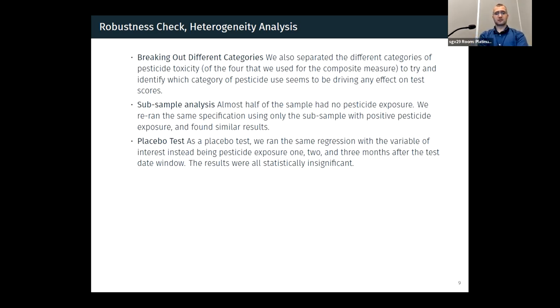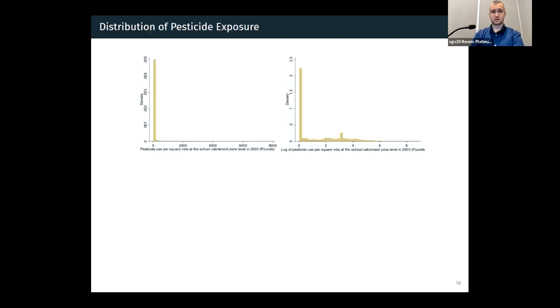We also conduct a subsample analysis where we only look at areas which actually have positive pesticide application. Remember that our control group are areas that have no pesticide application, which are basically urban and suburban areas in California. And we conducted a placebo test where we used pesticide application 2 to 3 months out from the date when the actual test took place, to see whether there is a significant relationship. The placebo test showed no evidence of a statistically significant relationship.